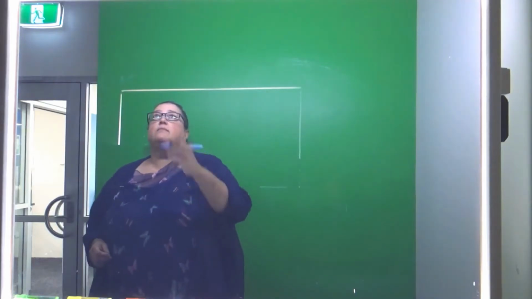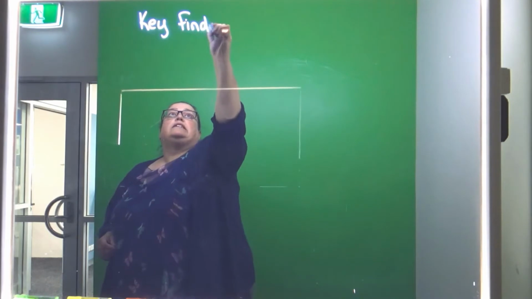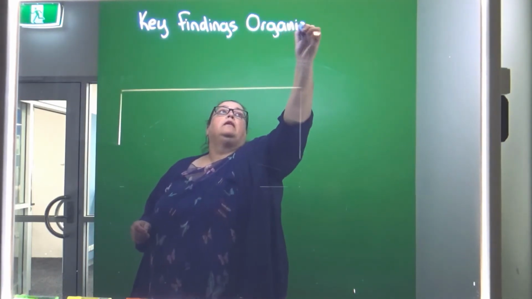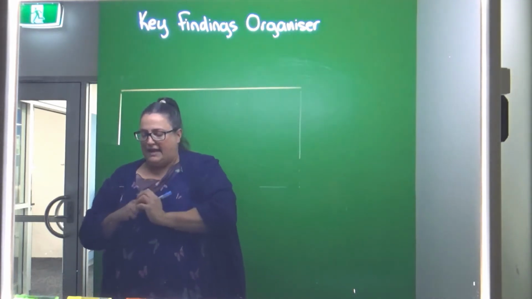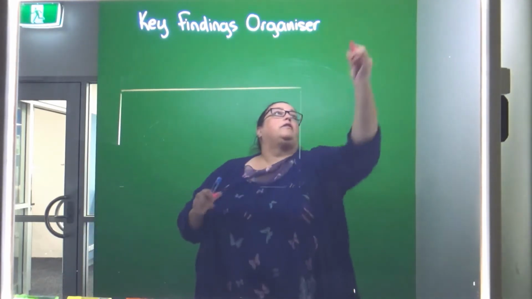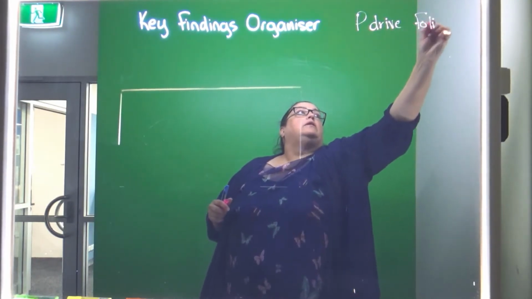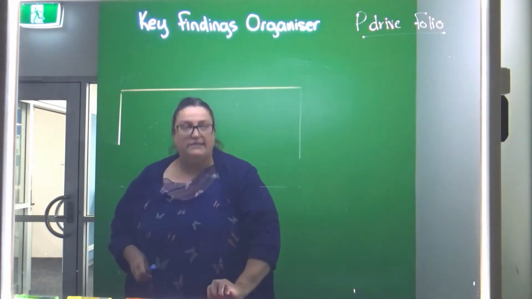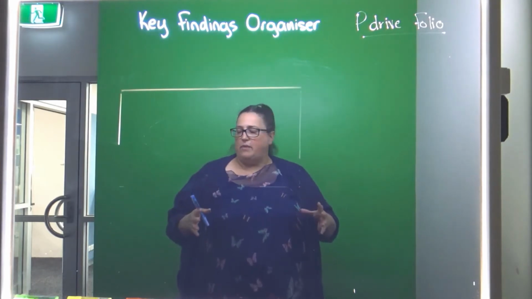Okay folks, this time I'm going to take you through what we call our Key Findings Organiser. Now you will be able to find this document, as we find all documents, on the P drive, in the folio folder. Okay? The Key Findings Organiser is a way of being able to collate all of your information.